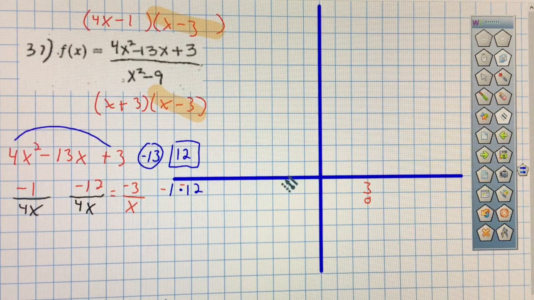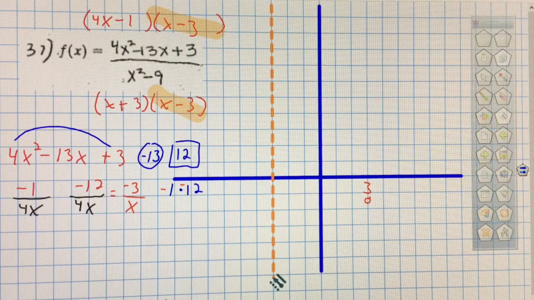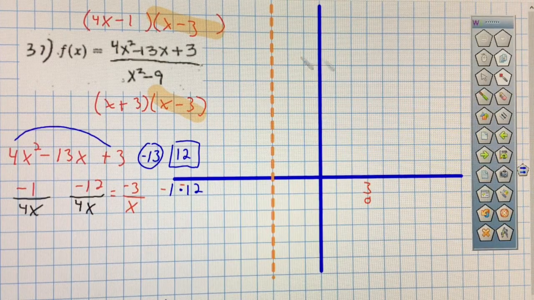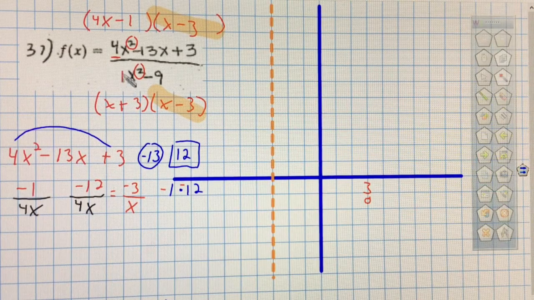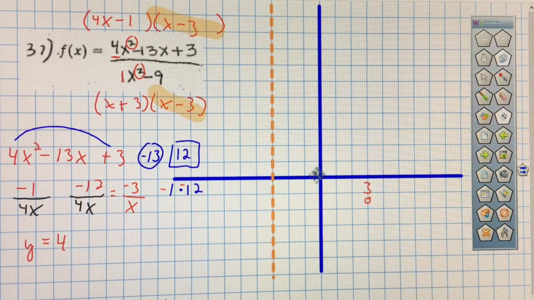So I go left 1, 2, 3. That's going to be my vertical asymptote. I also notice that the degree of the top is to the second power and the degree of the bottom is to the second power. So my horizontal asymptote is going to be this coefficient 4 over this hidden coefficient of 1. So y equals 4 is my horizontal asymptote. So I go up 1, 2, 3, 4, and I strike my horizontal asymptote.